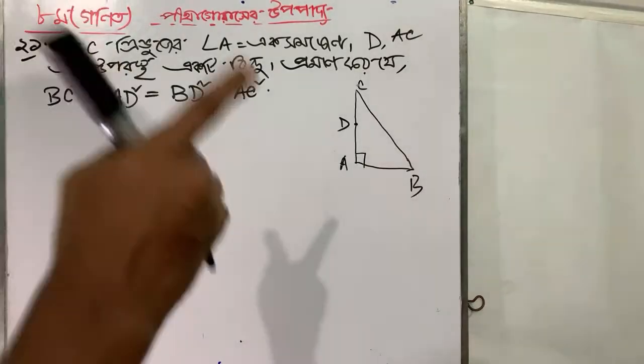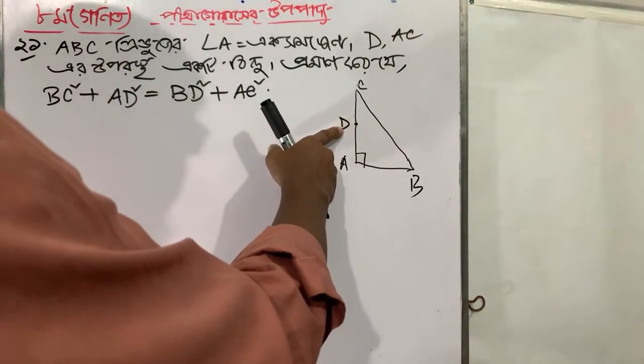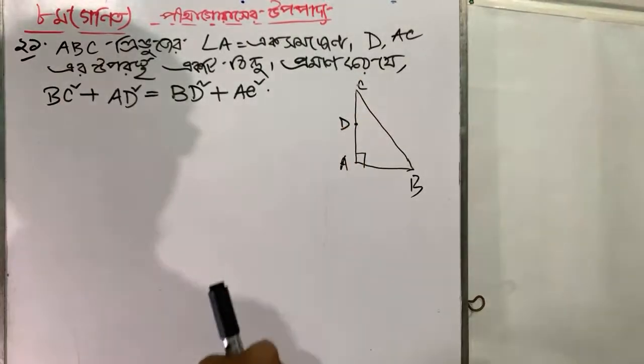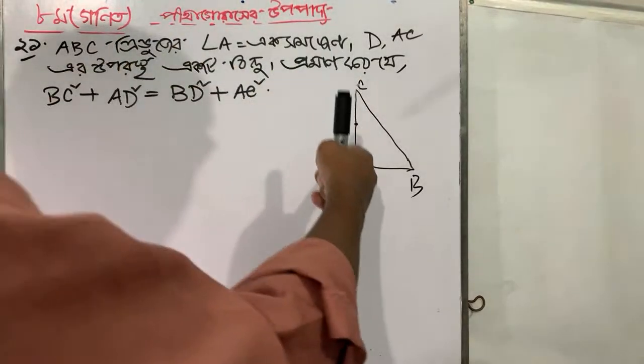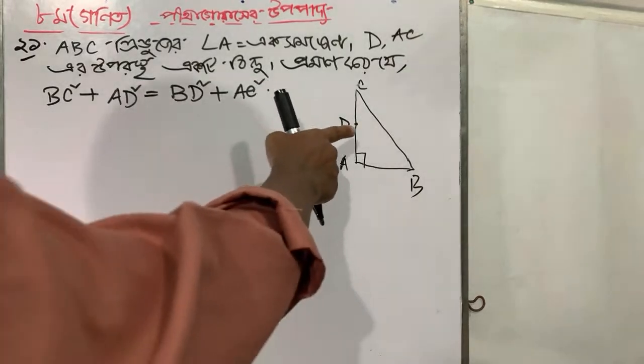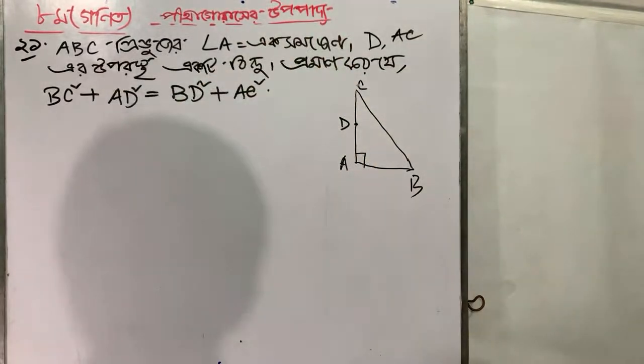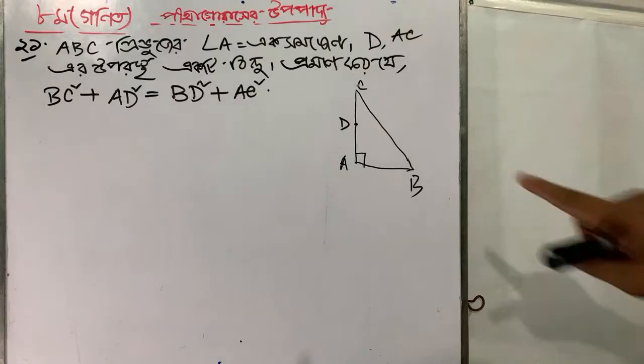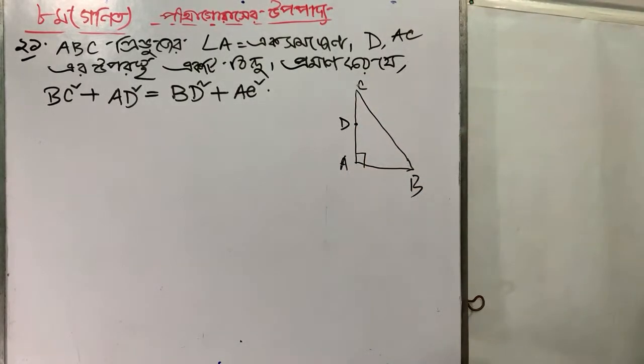It's not necessary for D to be in the middle of AC. It can be anywhere from A to C. So I've just considered D to be anywhere. It doesn't actually represent half of AC. It could be anywhere. It could be here, here. Now we have to prove this to be equal to that.